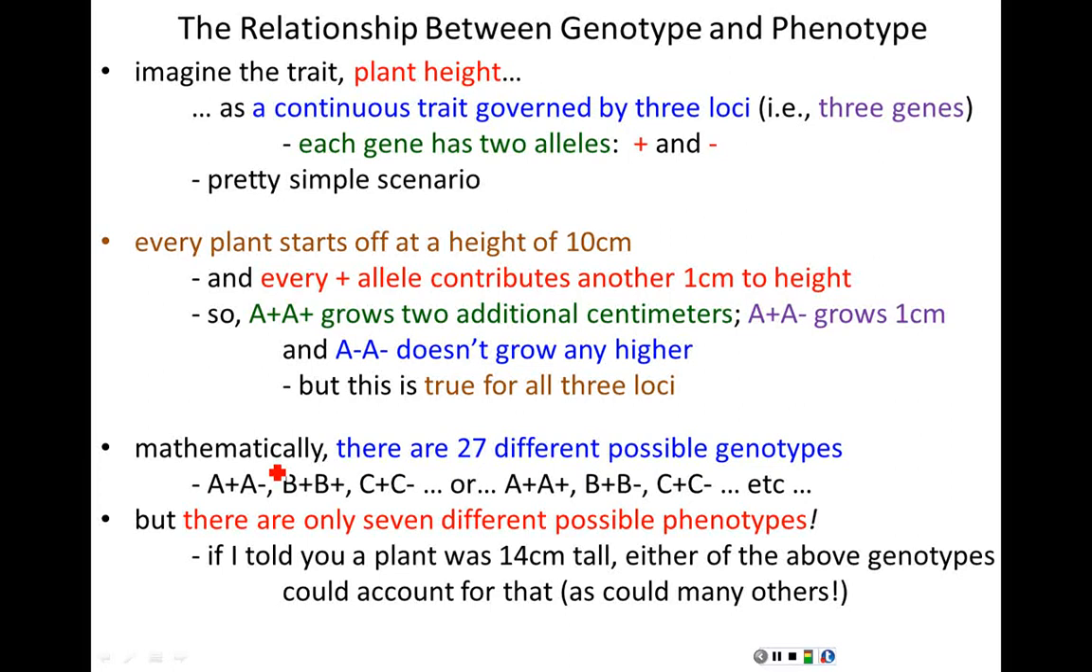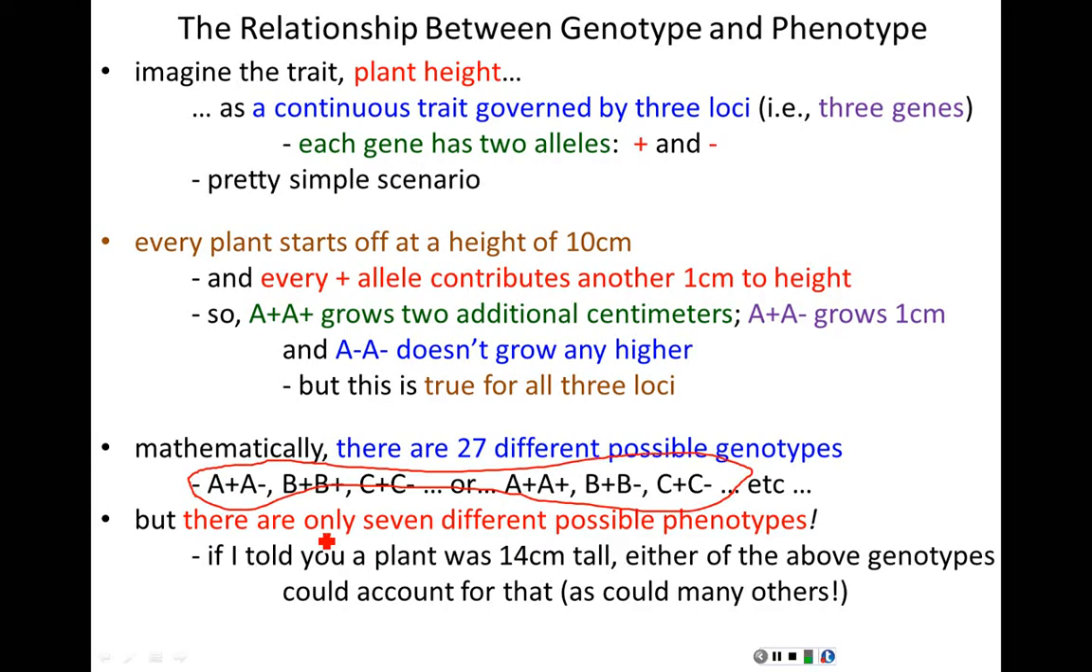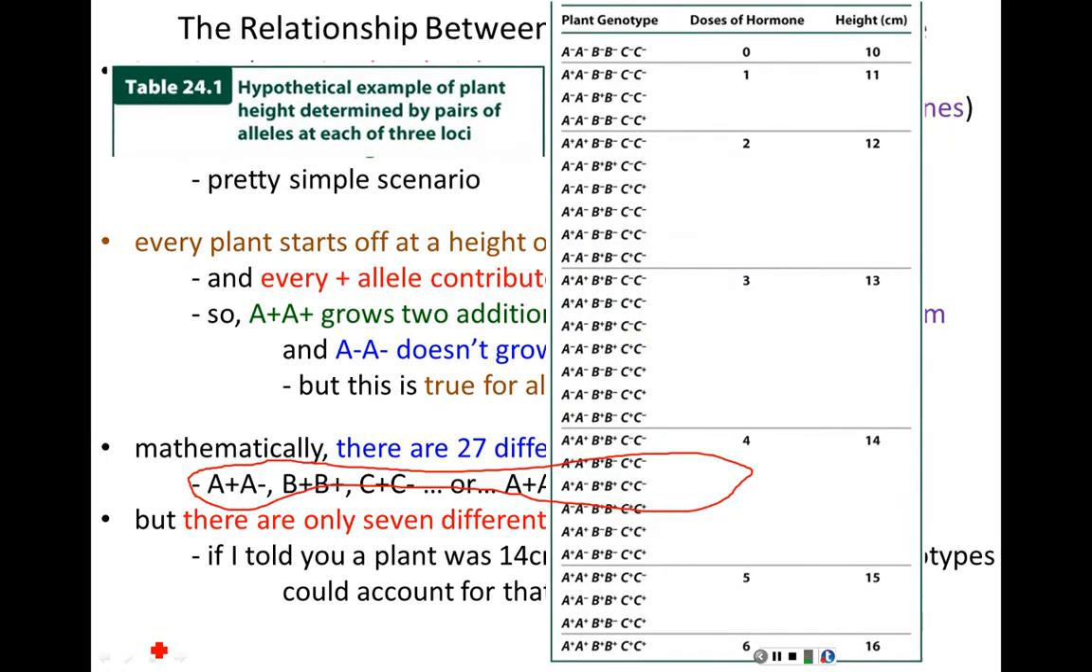But you don't know which of the alleles are positive, because any 4 positive alleles are going to give you an extra 4 centimeters. So any of these genotypes, as I've listed them up here, and there are more as well, any of these gives you a 14 centimeter plant, because these genotypes have 4 positive alleles. In fact, any of these genotypes gives you a 14 centimeter plant. Any of these genotypes gives you a 13 centimeter plant. Any of these give you a 12, and so on.